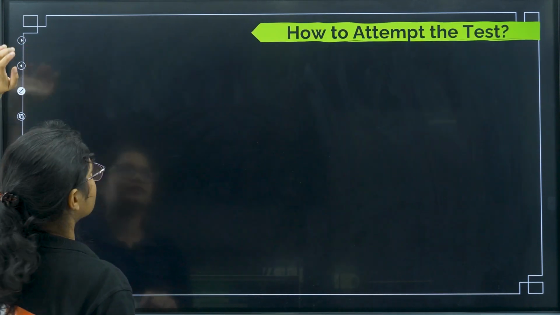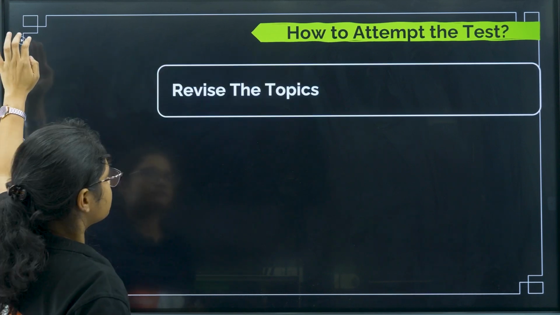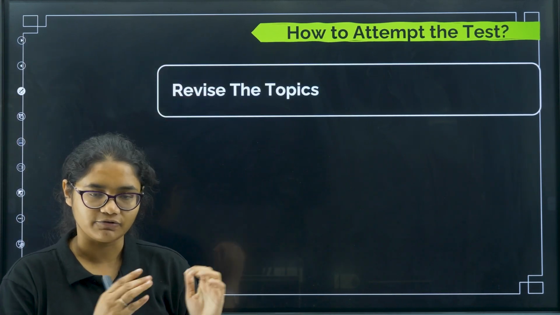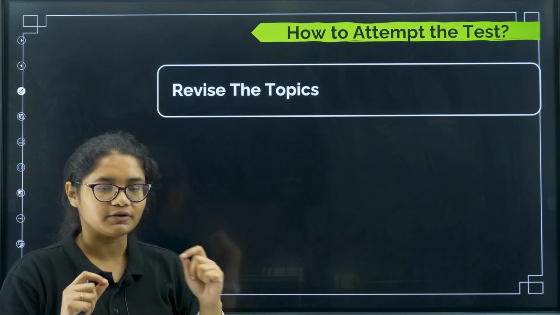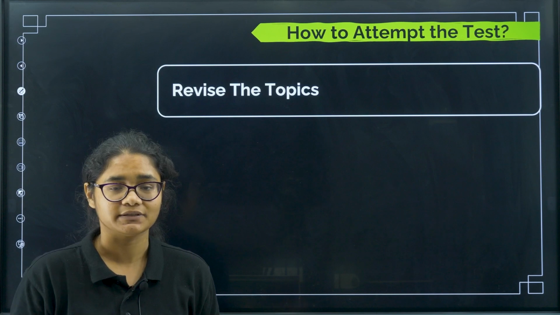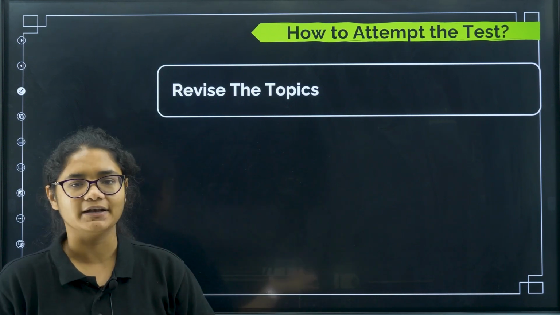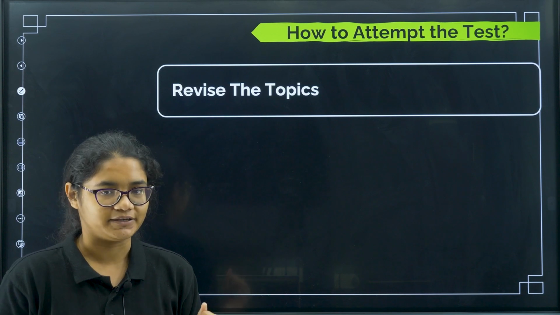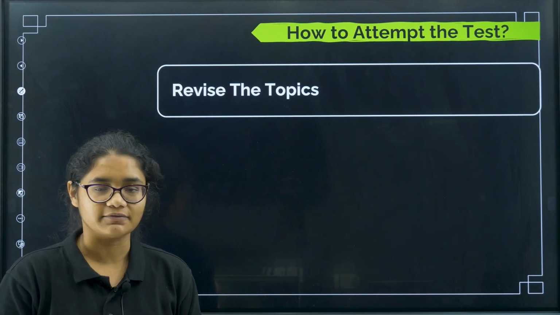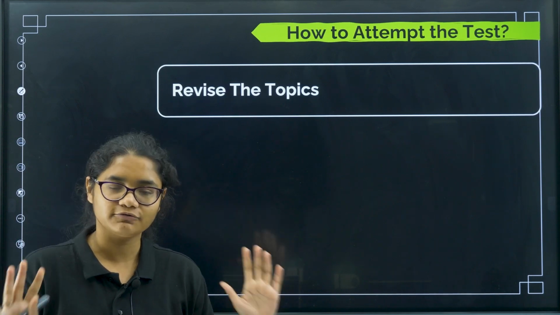Now, how are we going to attempt this test? First, you have to revise the topics. You know what chapters we have studied from Monday to Saturday that week. You need to revise all these topics and come prepared for the test. There is no use of writing a test without any preparation. If we just write a test randomly, then we cannot measure our preparation. So it is very important that you revise everything that has been taught thoroughly, and then come on Sunday and write the test with full confidence.